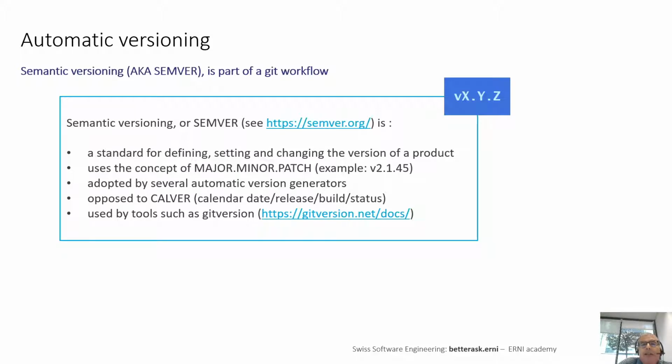Okay. And this automatic versioning can be used with tools like this one here, Git version. It's a tool that can be integrated into your repository, so it generates changes automatically. Okay.